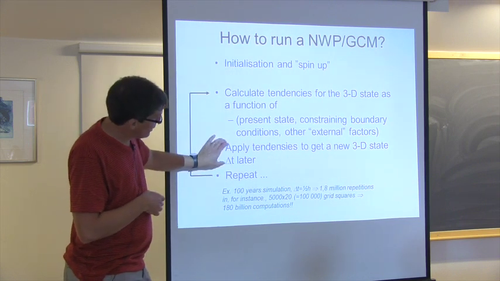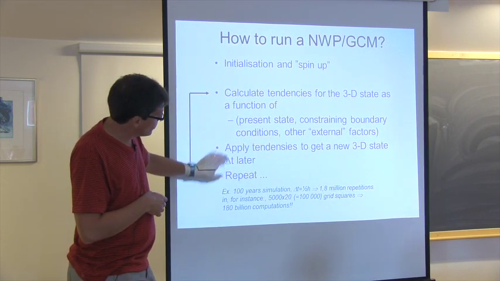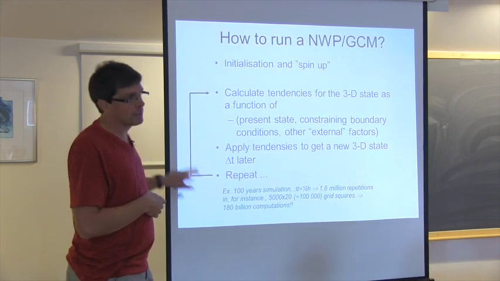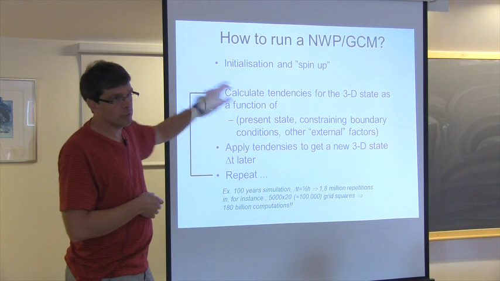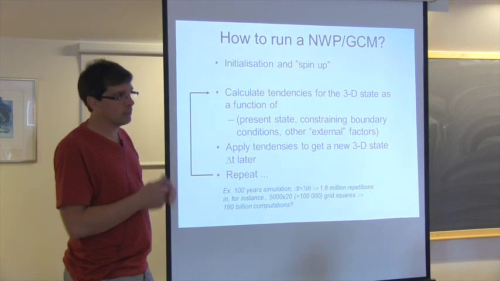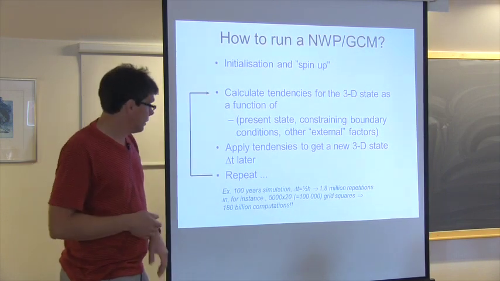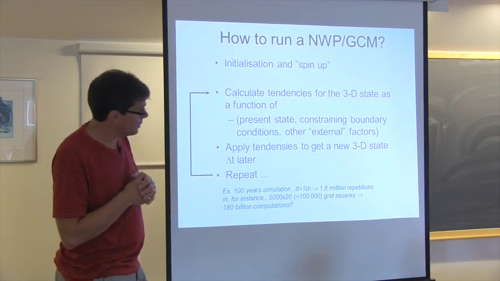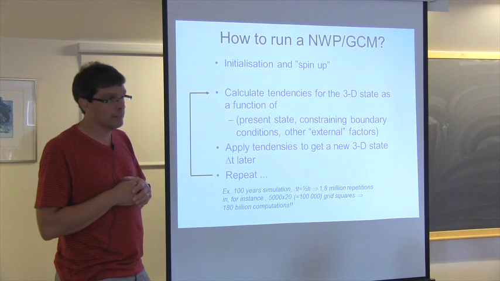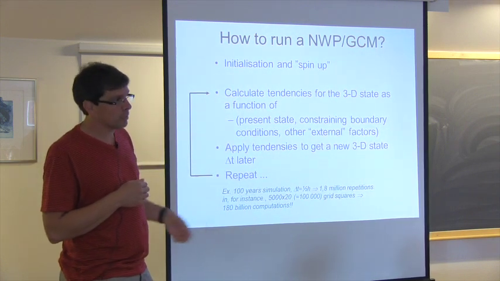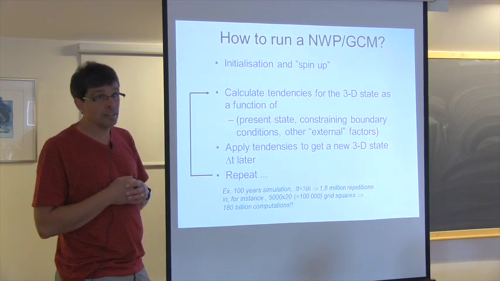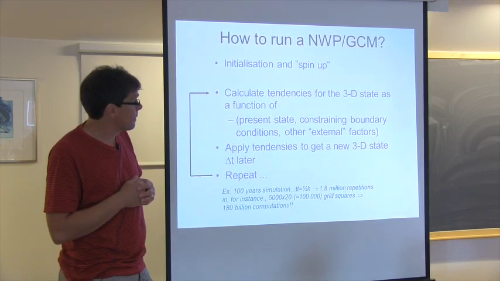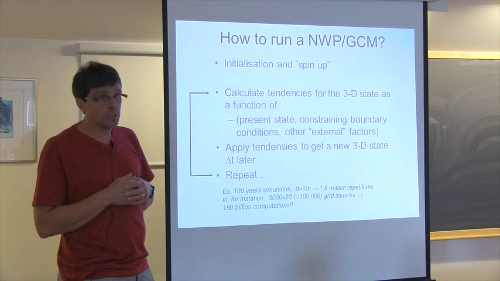And then we apply these tendencies, adding them to get a new state. And then we get back here again, so we can repeat this procedure as many times as we like, so we can calculate into the future. This just illustrates that there are many calculations that need to be done. These models that we set up are quite computationally intensive, so we need large computers to perform these calculations. So this is exactly what we do in weather prediction.